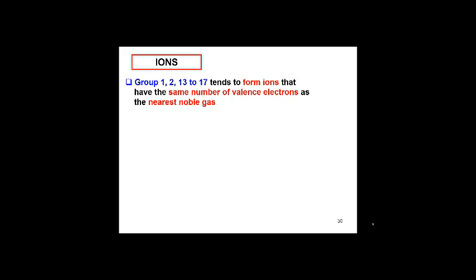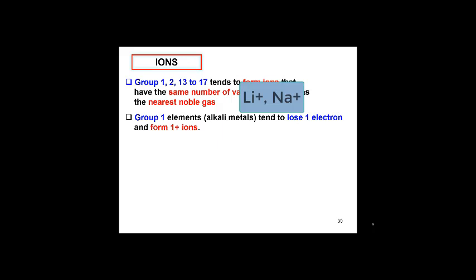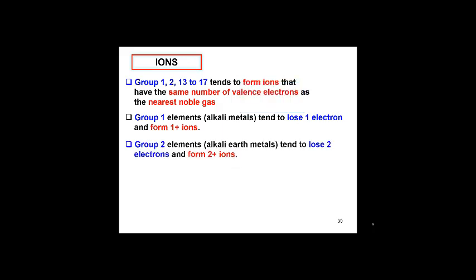Maybe they will gain electrons or maybe they will lose electrons. For example, group 1 alkali metals will lose 1 electron to form a 1 plus ion. For example, Na plus, Li plus. Group 2 elements tend to lose 2 electrons to form 2 plus ions. For example, magnesium 2 plus.